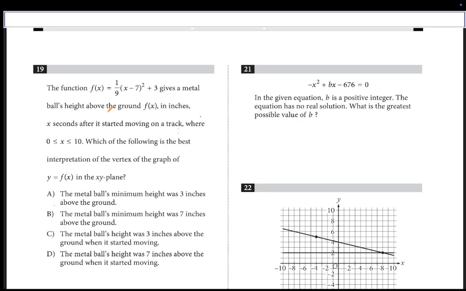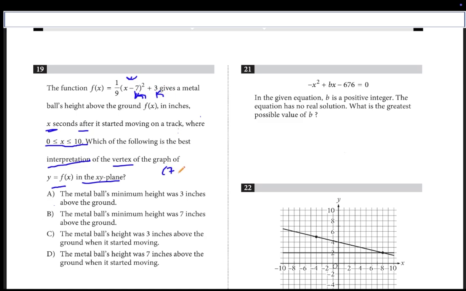So here we have question 19. It states the function f of x is equal to 1/9 times (x minus 7) squared plus 3 gives a metal ball's height above the ground, f of x in inches, x seconds after it started moving on a track, where x is less than or equal to 10 and greater than or equal to 0. Which of the following is the best interpretation of the vertex of the graph of y equals f of x in the xy plane? So here we have this equation in vertex form. So we know our vertex is going to be our h and k values.